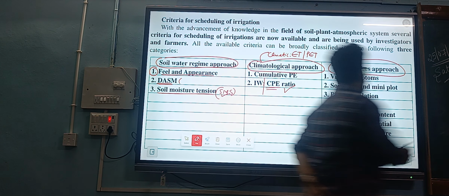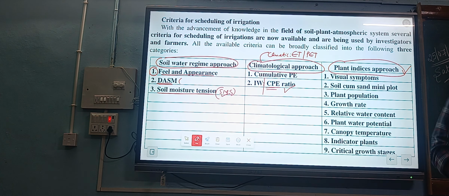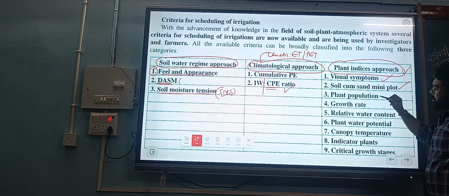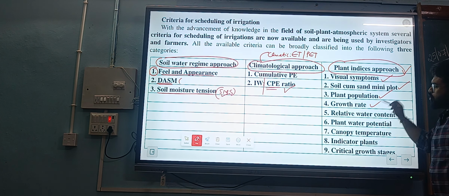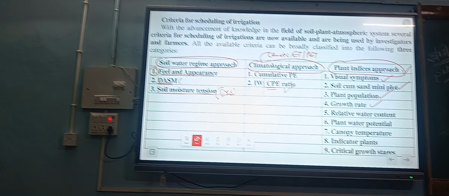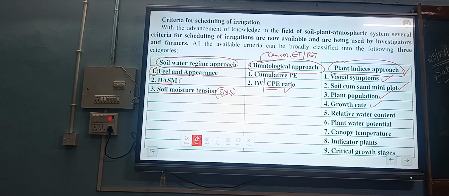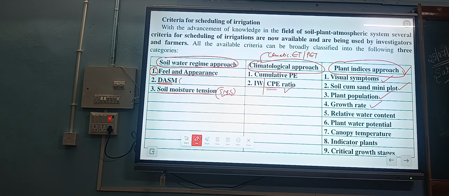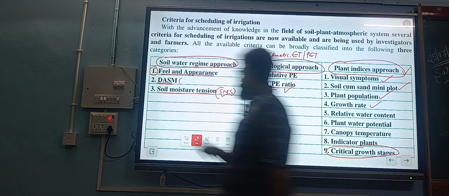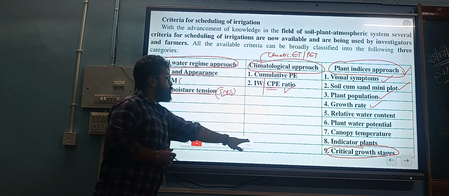Then the third important approach is the plant index approach. The first in the plant index approach is visual symptoms. The second is the soil cum sand mini plot technique. The third is plant population. The fourth is growth rate, and the fifth is relative water content. The sixth is leaf water potential, and the seventh is canopy temperature. Eighth is indicator plant, and the ninth is critical growth stages. We will deal with each one in detail, which is very important from the exam point of view.